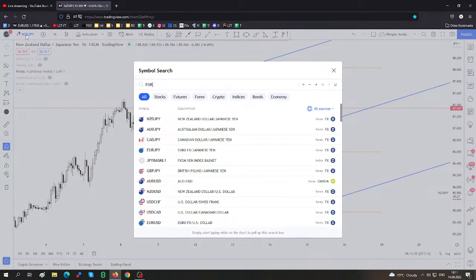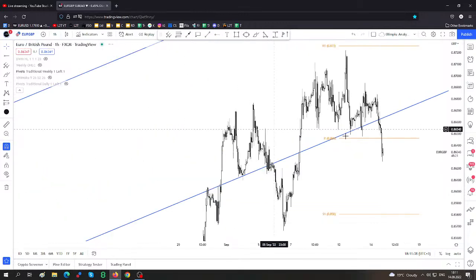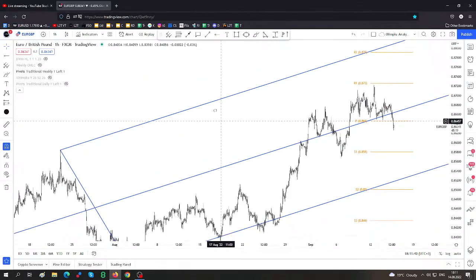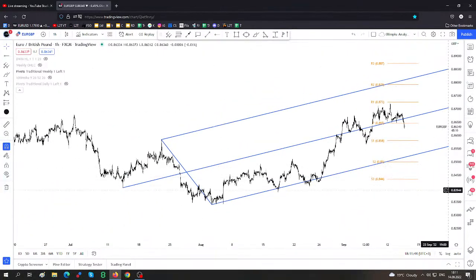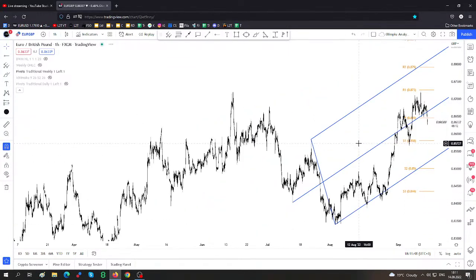Euro, British pound, for Jack. Jack, hi, how are you? So euro, British pound, one hour. Yeah, that's a retest, only false breakdowns, and it has reached resistance here, so former high as resistance.